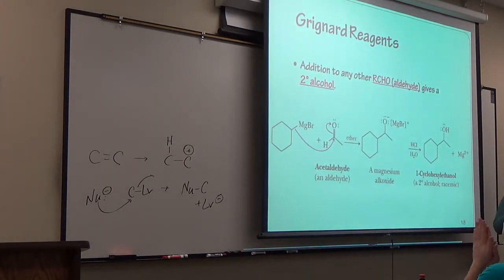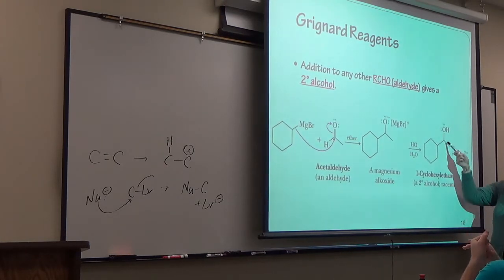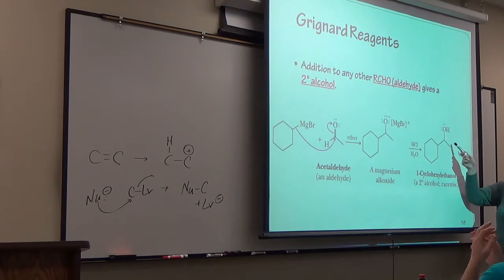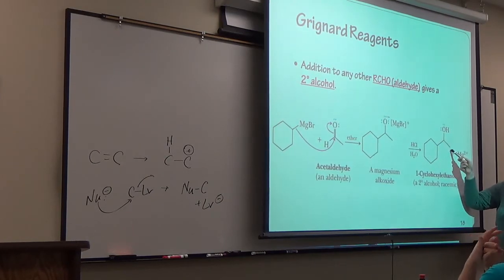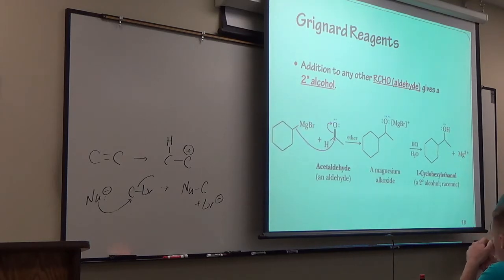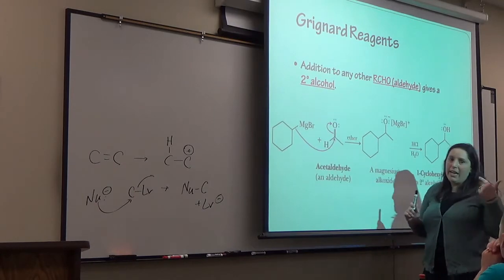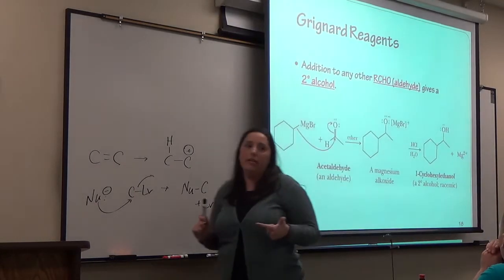Does that make sense? It's always the same process. But now, you had a hydrogen here, which is not drawn, but you had another carbon. So now your alcohol is next to 2 carbons, which makes it secondary. So formaldehyde always gives you primary. Any other aldehyde is going to give you secondary.